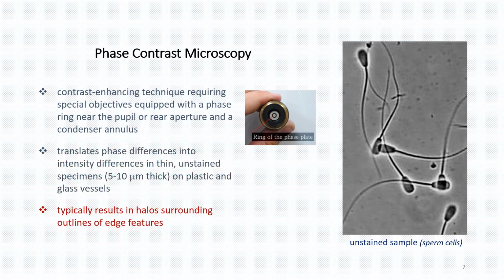A halo light ring is a natural result of using phase contrast, but most people consider this as an artifact, a distortionary effect that takes away from image quality.